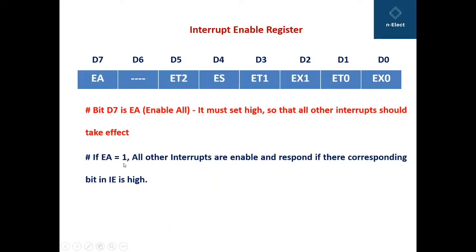If EA is equal to 1, means this bit is 1, all other interrupts are enabled and respond if their corresponding bit in IE is high. Means if this is 1 and this ET1 is 1, then this interrupt will be activated. But if EA is equal to 0 and ET1 is 1, then ET1 cannot be activated because EA is 0. The same thing is written over here, that if EA is equal to 0, no interrupt will respond even if the associated bit in IE is high.